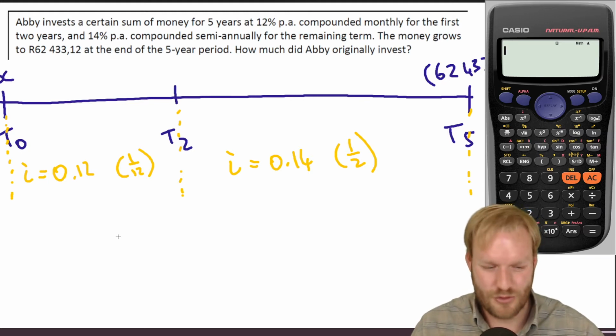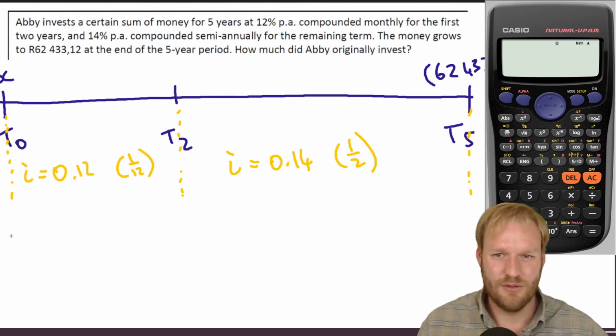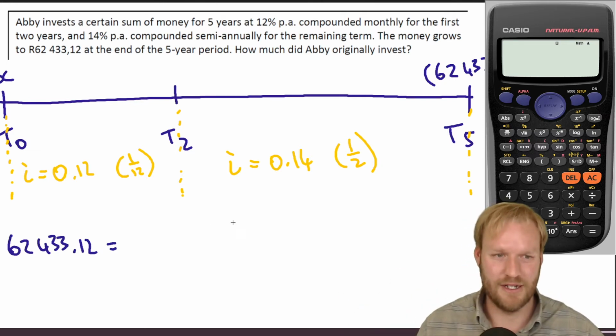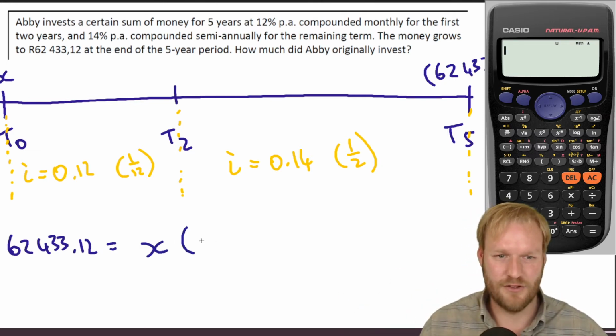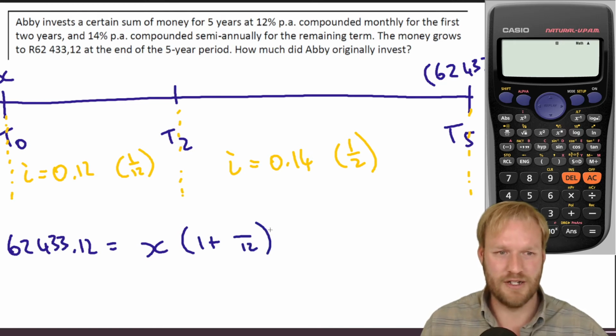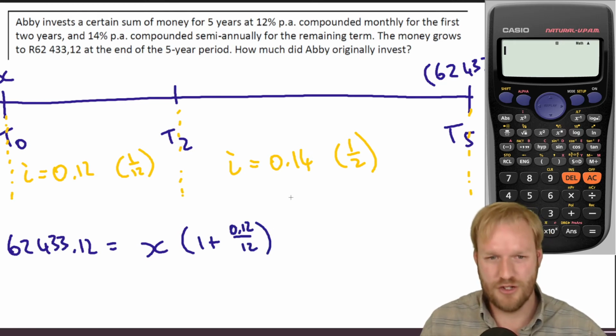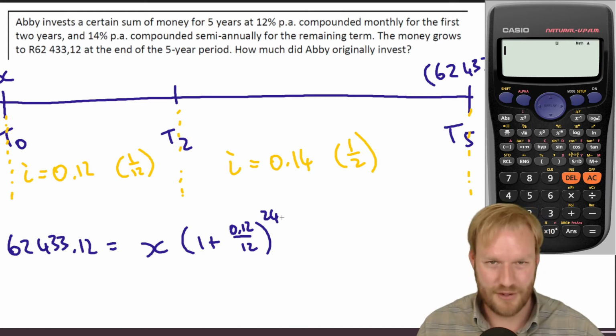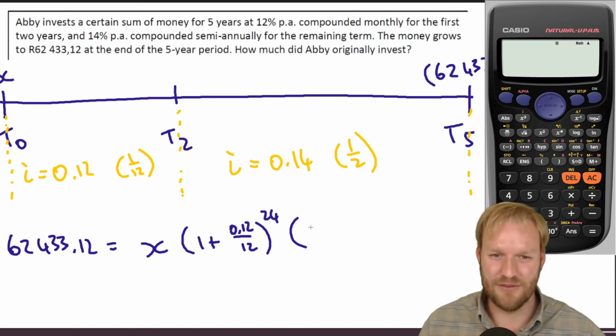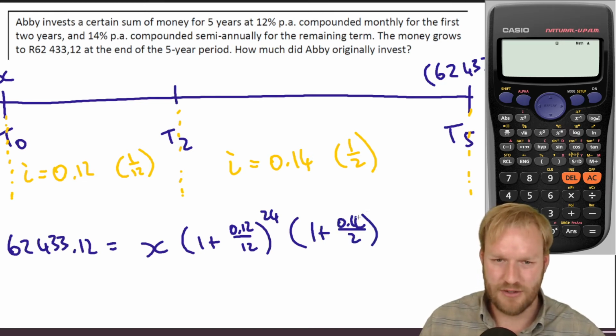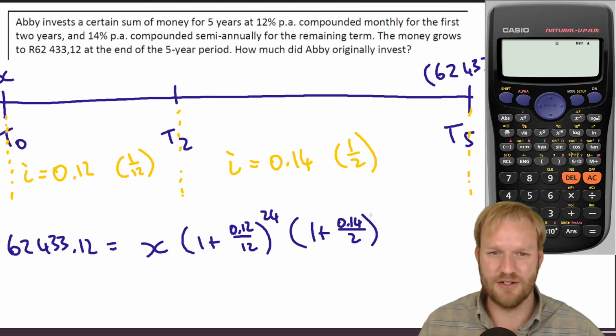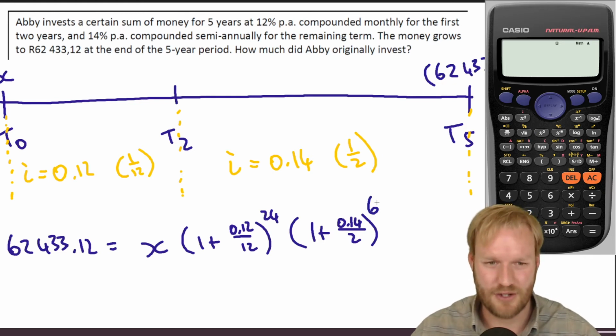So let's do our formula and say that this time we know that our final answer is 62,433.12, and we're going to put our money in. So we've put in X, and for the first bit, we've got an interest rate of 0.12 for 2 years, which is 24 months, 24 compounding periods. And then we go from there, and it's at 14%, and that's for 3 years. So 3 times 2 is 6 compounding periods, or 6 half years.